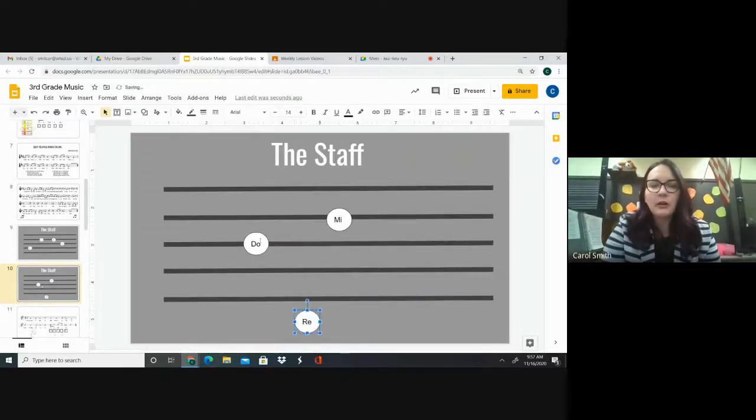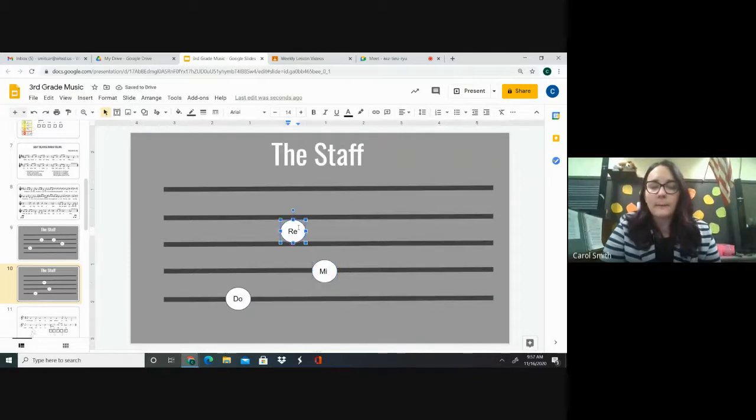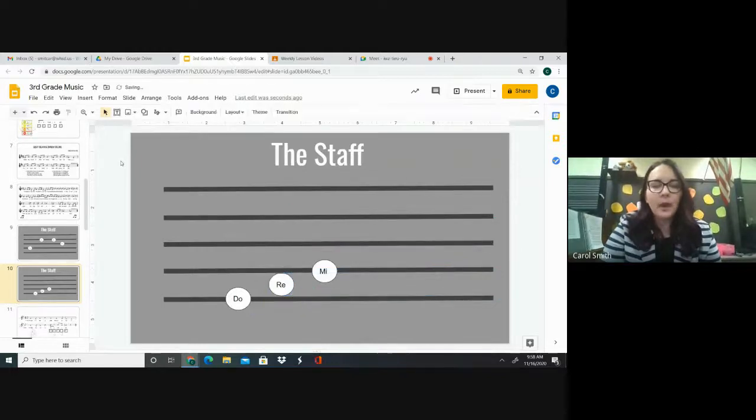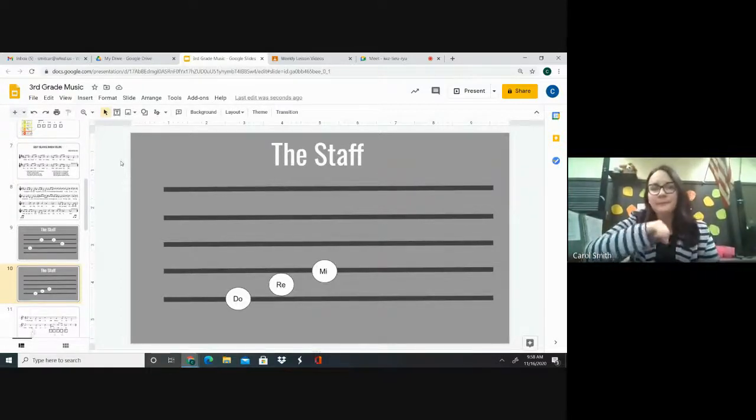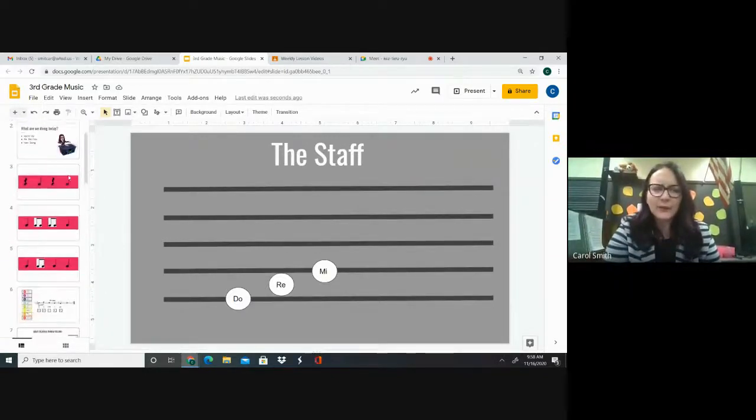If I put do on a line and mi on a line, where would re need to go? Yeah, in the space between them. If I put do on line 1 and mi on line 2, where would re be? Yeah, re would need to go in the space between them. Awesome job. Can you please sing do, re, mi? Do, do, do. You got it. Perfect.